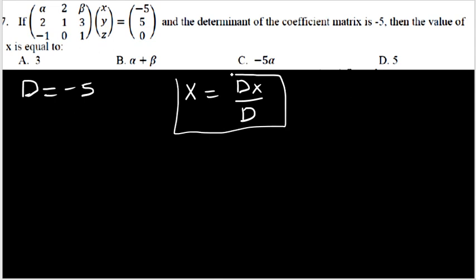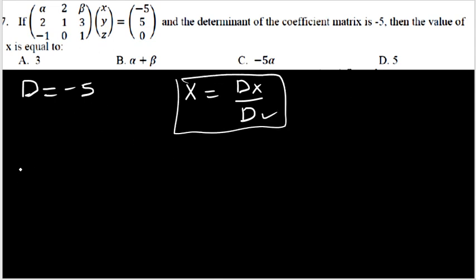For this system of linear equations containing alpha and beta as constants, the determinant of the coefficient matrix is -5. Don't forget, the determinant of the coefficient matrix means we are given the D, which is -5, according to Cramer's rule. Then what is asked? What is the value of x? We know that x is equal to dx over d, according to Cramer's rule again.